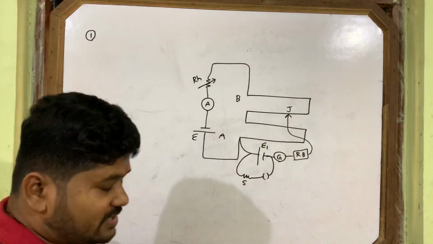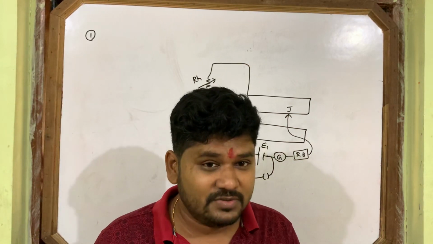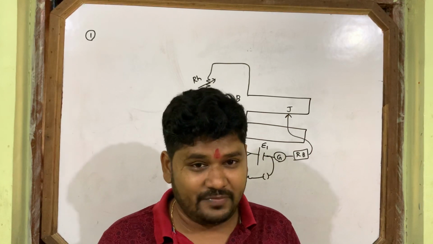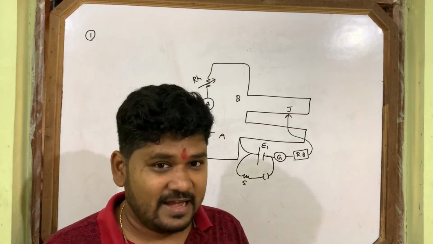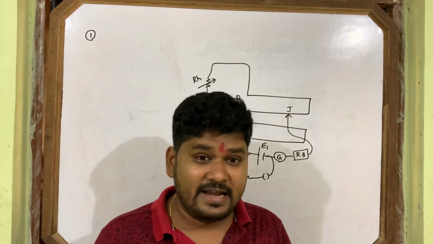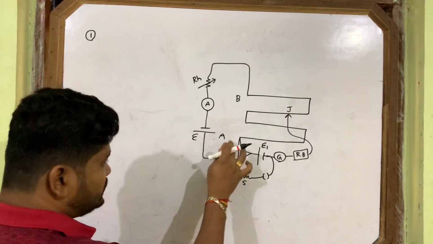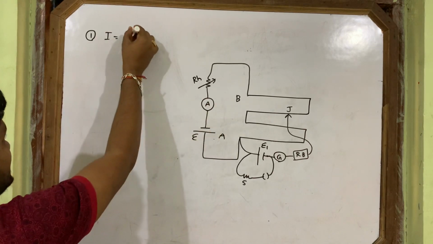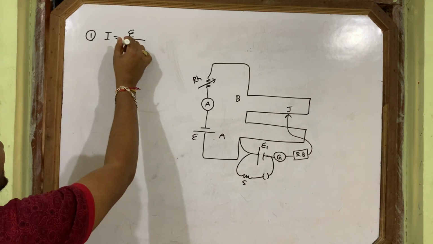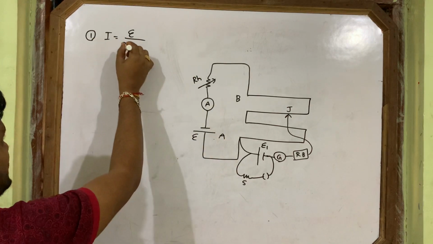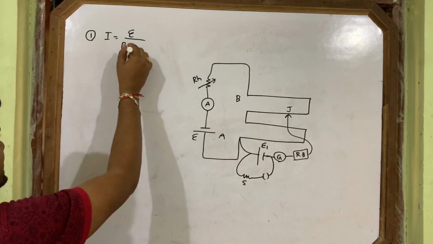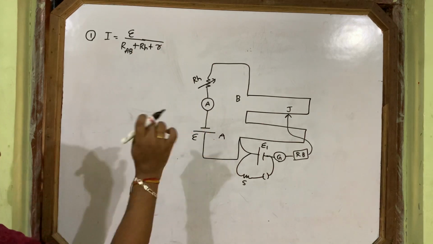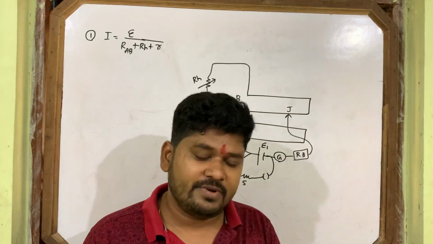And what is your current formula? All of you know, current is equal to net EMF divided by net resistance. I hope you have remembered this formula. In the cell chapter, I told you current is equal to net EMF by net resistance. As current passes through only this circuit, this cell has no role. So the current formula is net EMF E, only this cell, divided by net resistance. Net resistance is R_AB, the AB wire resistance, plus the rheostat resistance. Then if this cell has an internal resistance, we have to include the internal resistance also.